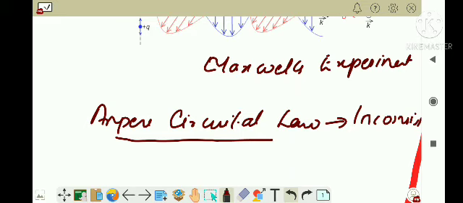That's why later on Ampere's circuital law was named Maxwell-Ampere or Ampere-Maxwell equation, right? That we will describe later on. Just move on now, right?